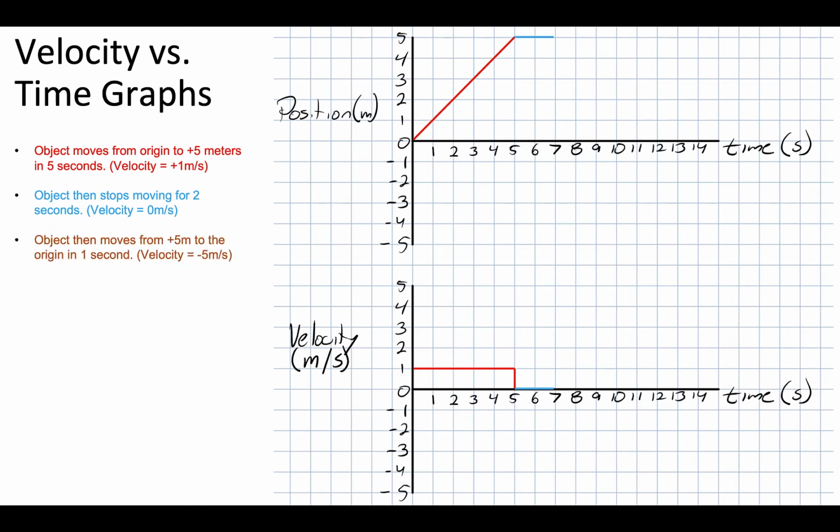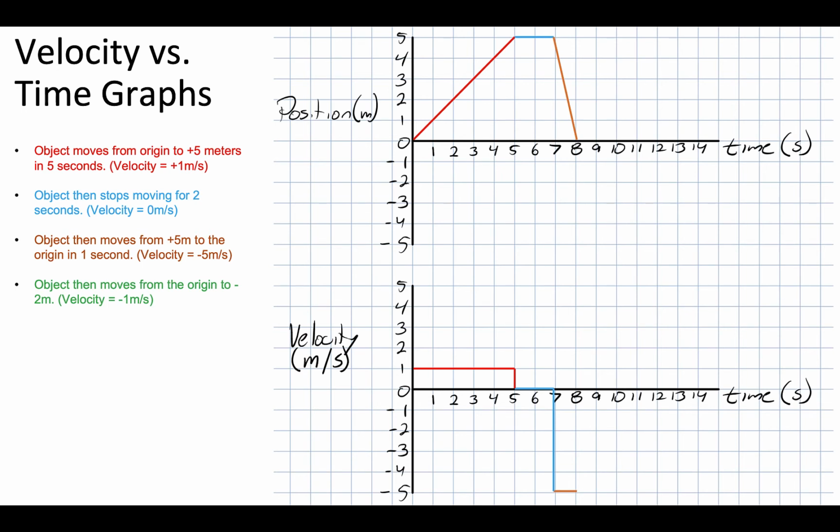Our next motion is the object moving from positive 5 meters to the origin in 1 second. So it's still at a position of positive 5 meters, or 5 meters in front of the origin. It's now going to move back to the origin, and it's going to do that rather quickly, in 1 second. So velocity here is negative 5 meters per second. And on our velocity versus time graph, that means we have to put the velocity line down here at negative 5 over the course of 1 second, from 7 to 8 seconds.